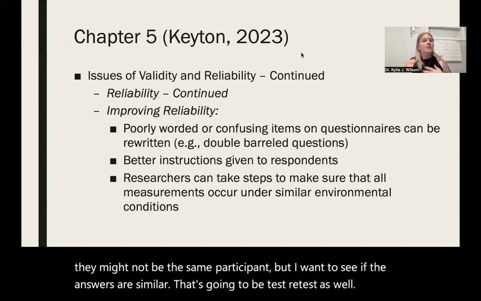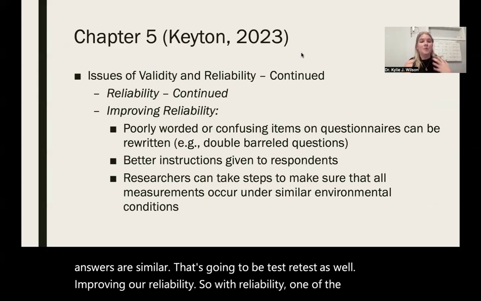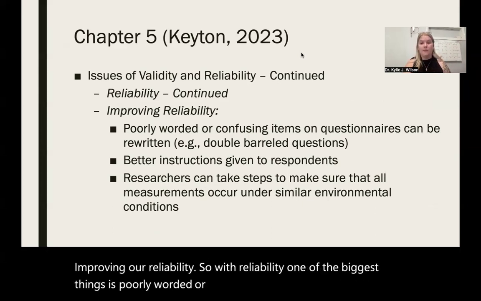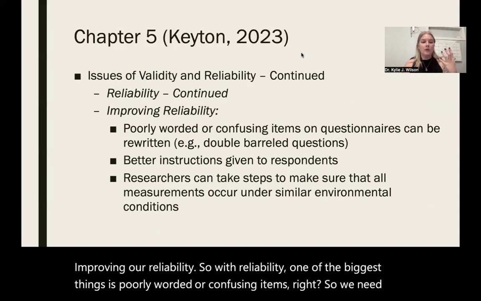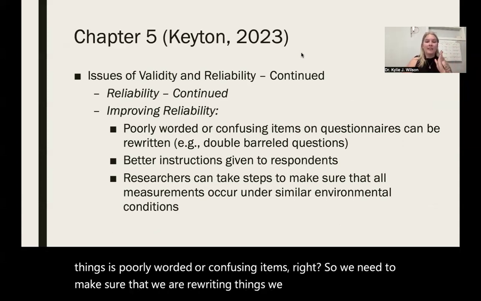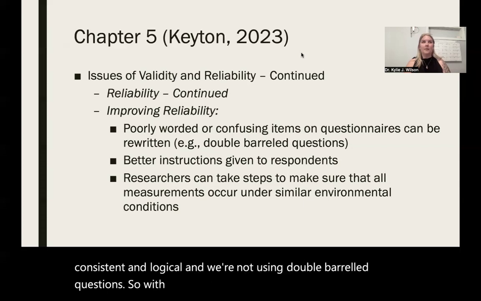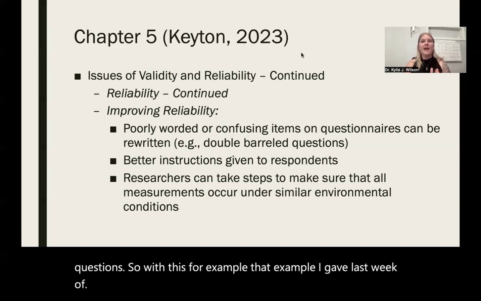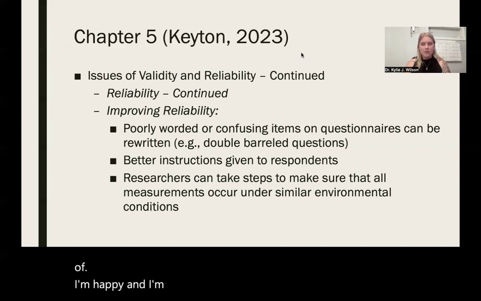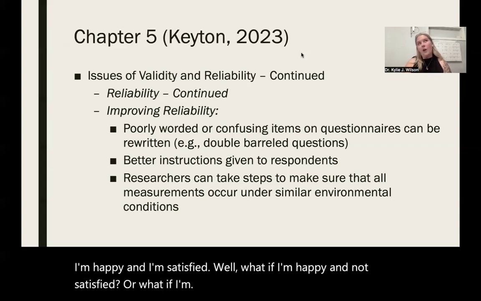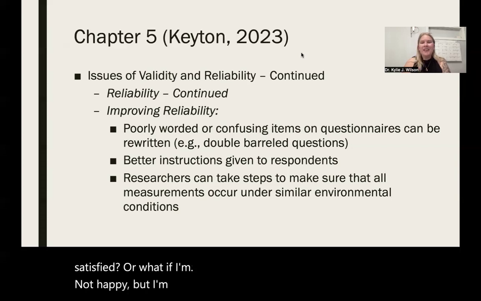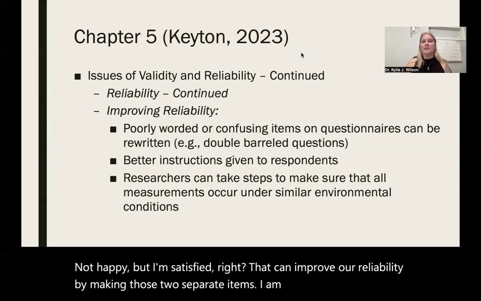Improving our reliability. So with reliability, one of the biggest things is poorly worded or confusing items, right? So we need to make sure that we are rewriting things, we are keeping everything consistent and logical, and we're not using double-barreled questions. So for example, the example I gave last week of I'm happy and I'm satisfied. Well, what if I'm happy and not satisfied? Or what if I'm not happy, but I'm satisfied, right? That can improve our reliability by making those two separate items. I am happy. I am satisfied.